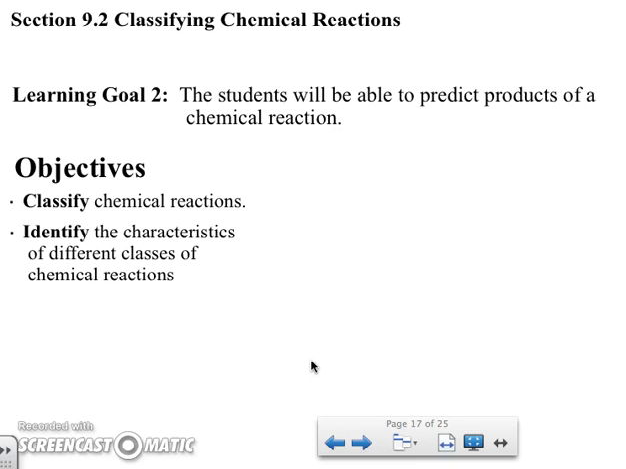Section 9.2 talks about classifying chemical reactions. This will help us with learning goal number 2, where the students again will be able to predict products of a chemical reaction. The objectives for this section, classifying the types of chemical reactions and identifying the characteristics of different classes of chemical reactions, are 2 skills necessary for students to attain learning goal number 2.